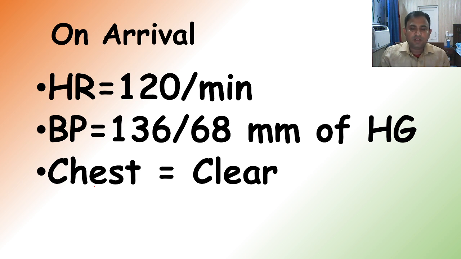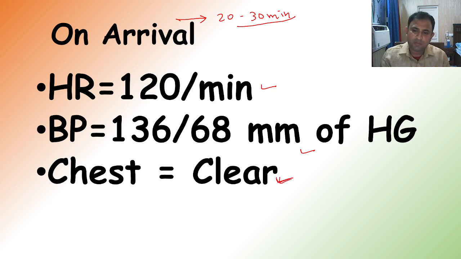Now the patient was zoomed off from there immediately, and from that peripheral center to this center, the time taken is roughly around 20 to 30 minutes. On arrival, heart rate now 120 per minute, BP still holding, and chest is clear. Now why is this chest part important? Because in the clinical classification of MI, when you are conveying it to a higher center, the Phillips classification, as we call it, is divided into 1, 2, 3 and 4.